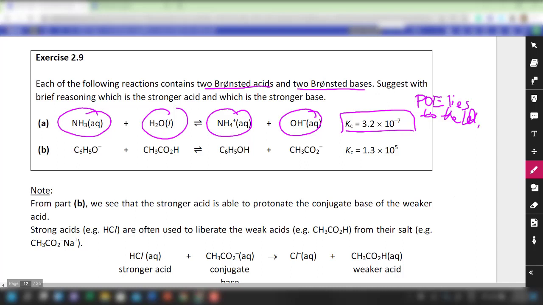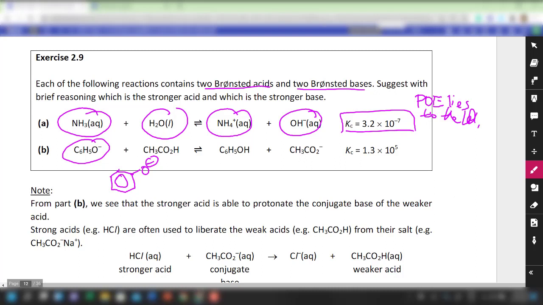From the position of equilibrium, whether it lies to the left or right, you can tell which of the two pairs, the reactants or the products, has the stronger base and which has the stronger acid. Then of course for B, we have this particular species. You probably will not be familiar with it as of now, but I can draw it out for you. It's actually phenoxide, a phenol ring with an O minus, reacting with ethanoic acid.